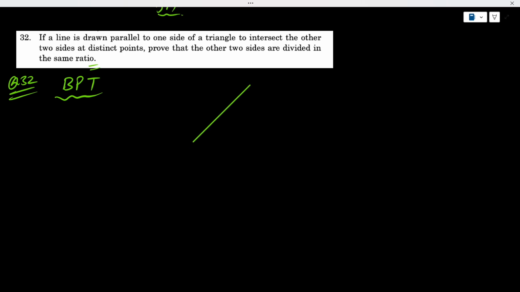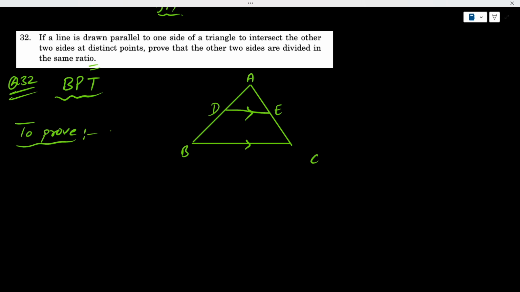If I draw the triangle here, a line drawn parallel to one of the sides of the triangle. Here ABC is a triangle. If I'm taking this parallel to this, then what do we say here? You can see that line segment DE is dividing AB and AC in equal ratio. What does that mean here? To prove, you need to prove AD by DB equals AE by EC.